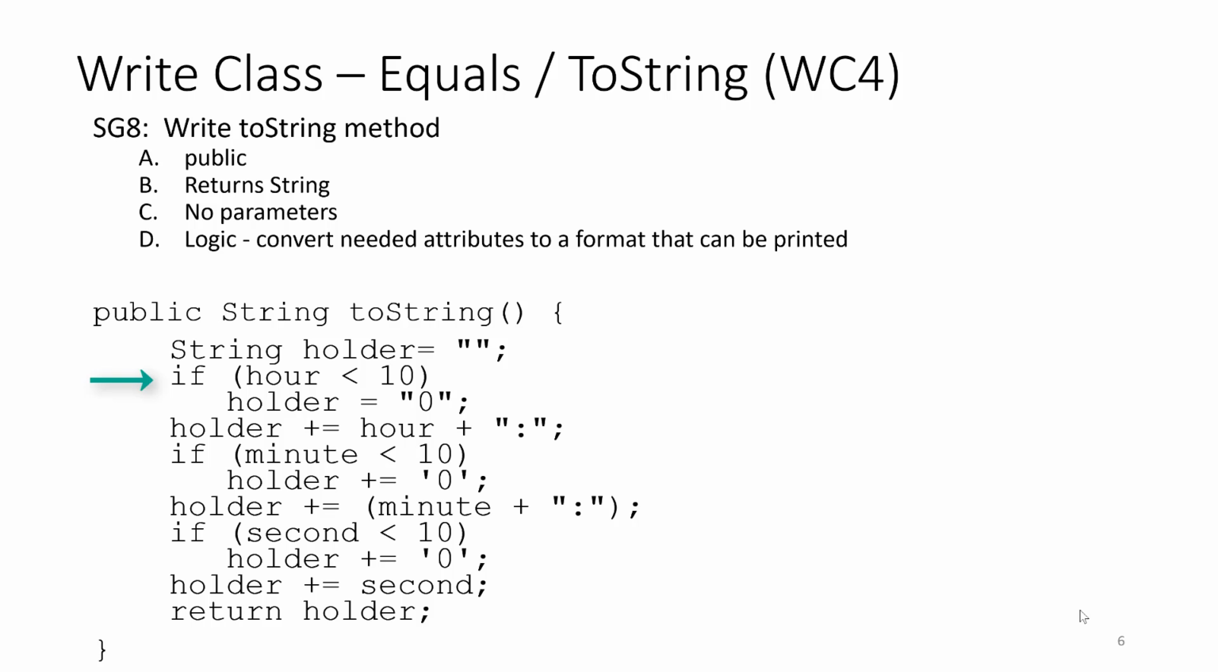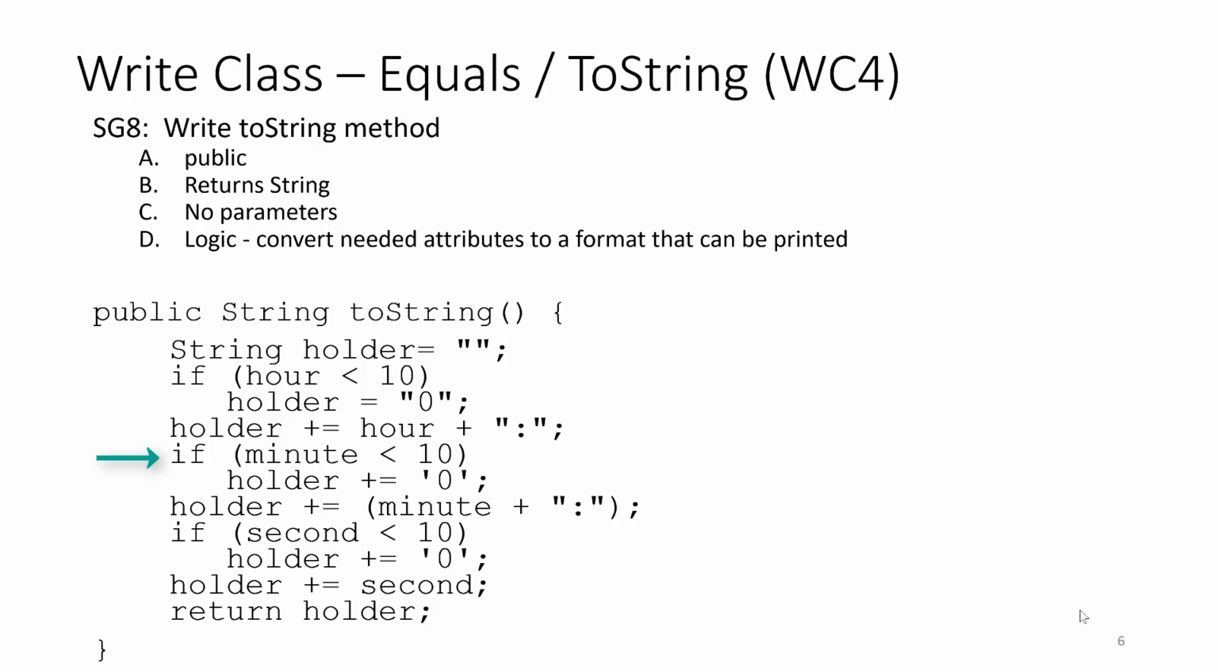So the logic says if hour is less than 10, holder is assigned the value, the string containing a 0. Then we have holder plus equals hour plus colon. Remember, the plus equal is shorthand for holder equals holder plus the contents after the compound operator. In this case, we're doing concatenation. We are concatenating to the output string the contents of the instance attribute hour plus a colon.